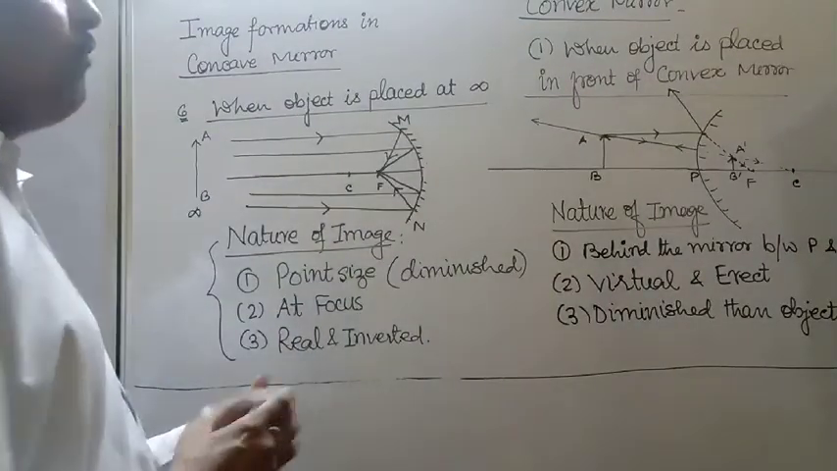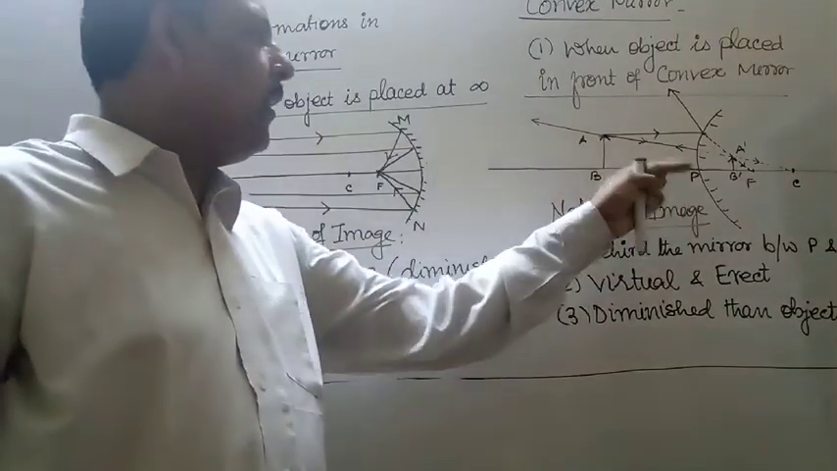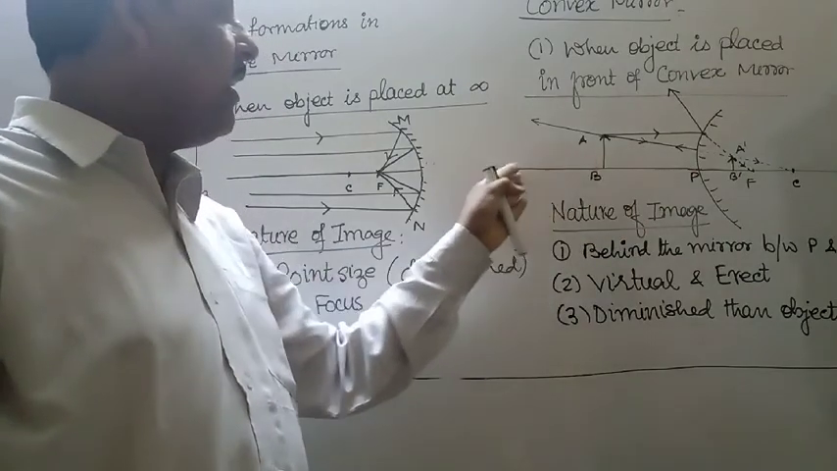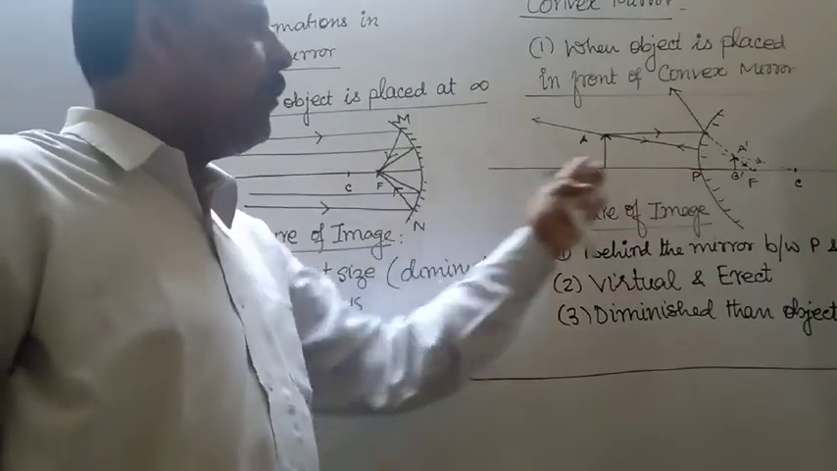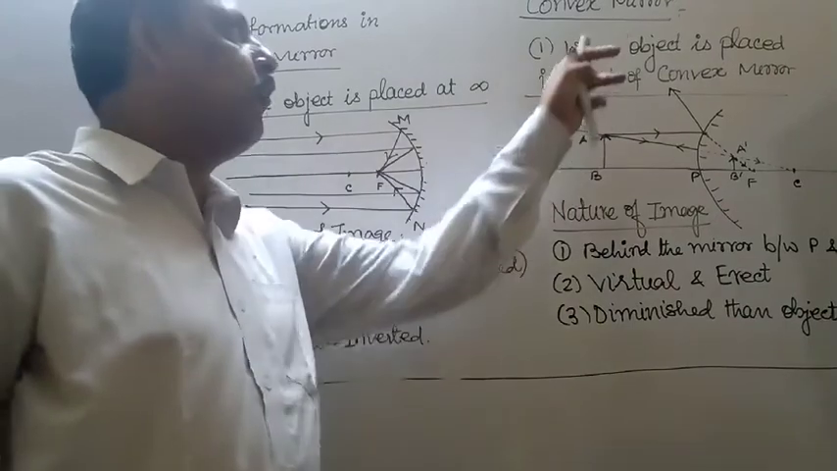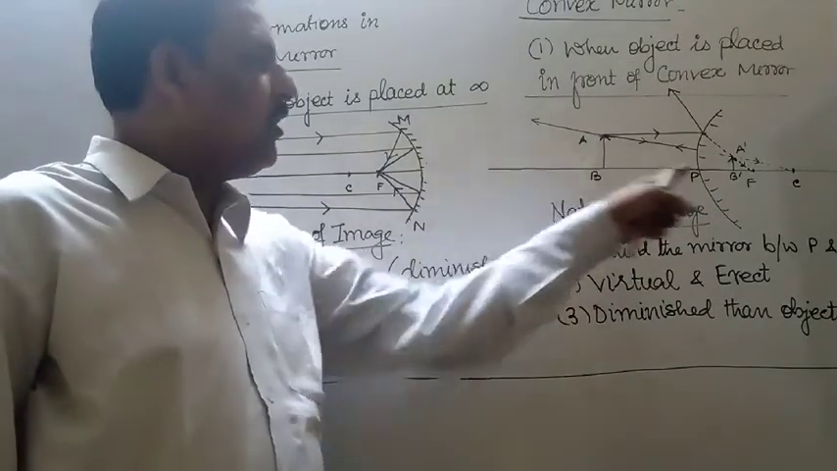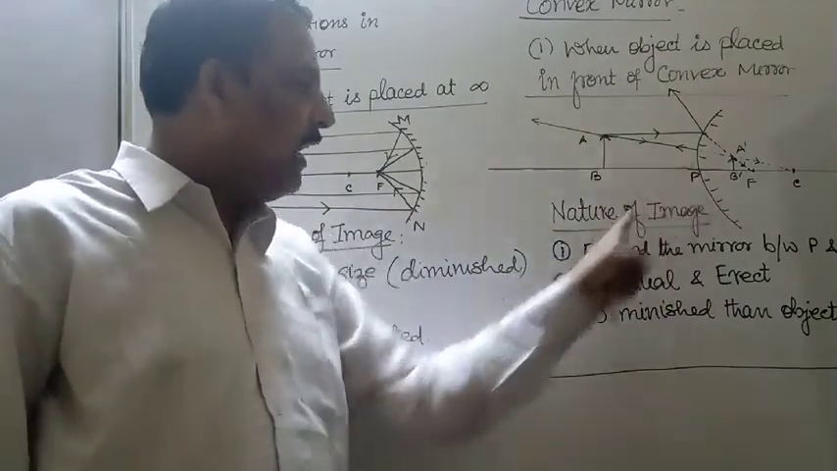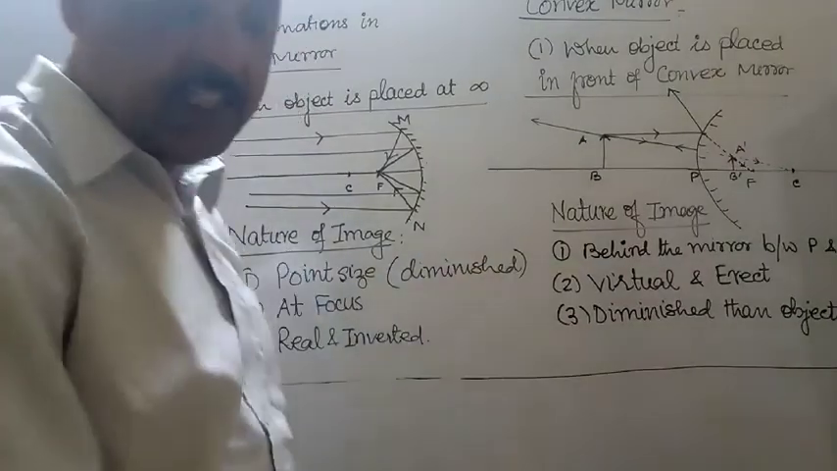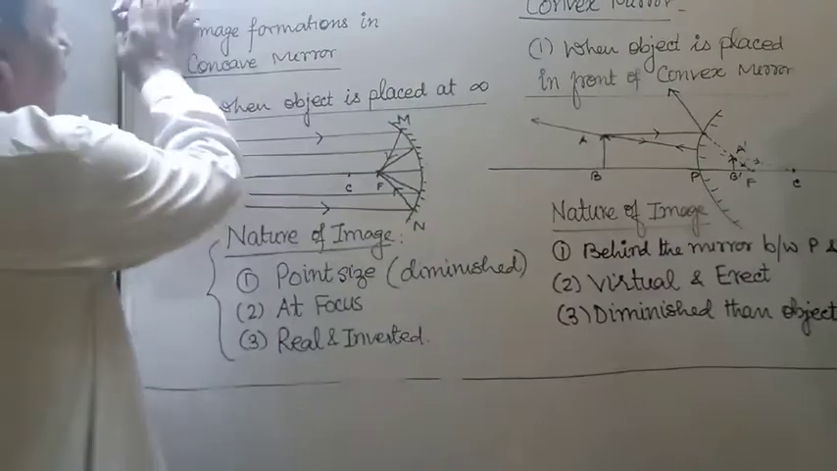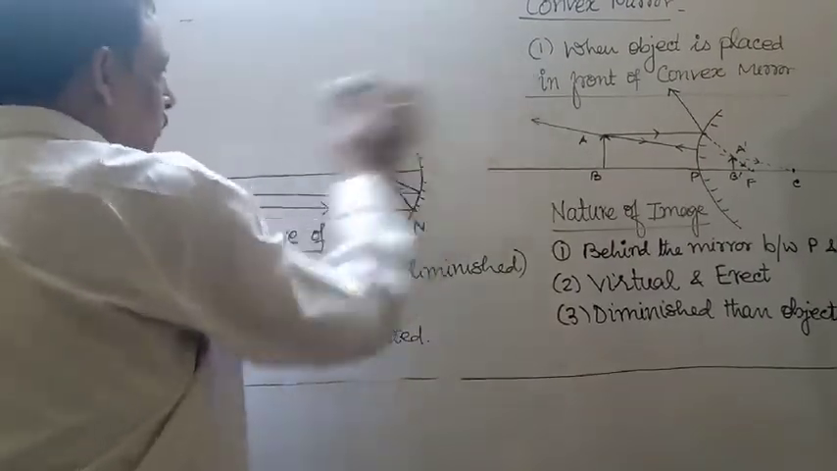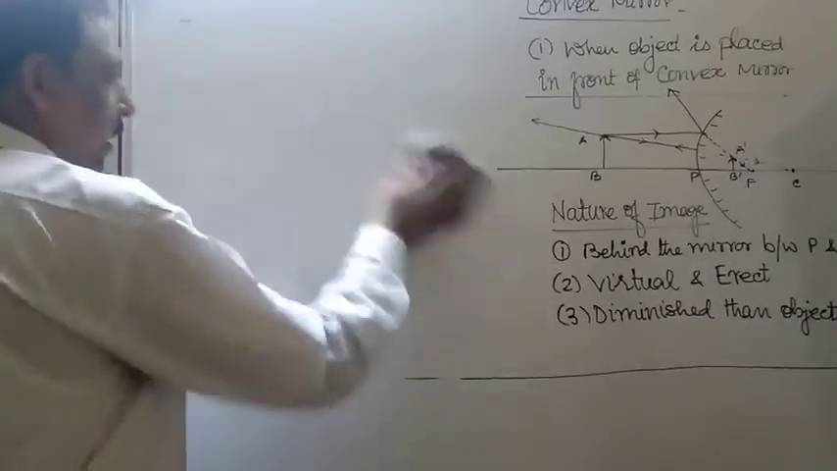So this is the first position. If you keep the object at focus, or at any place in front of the convex mirror, then the situation will be the same as we are seeing in this diagram. And the other is that now we are rubbing it.